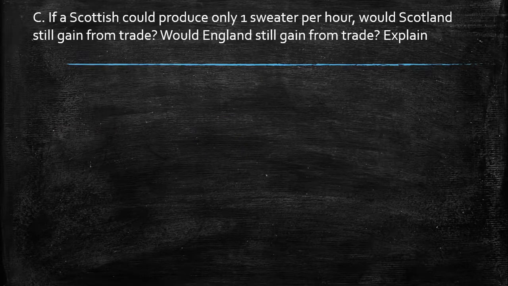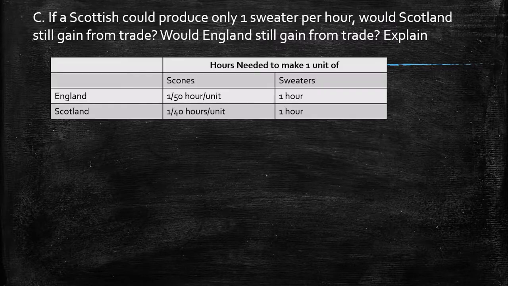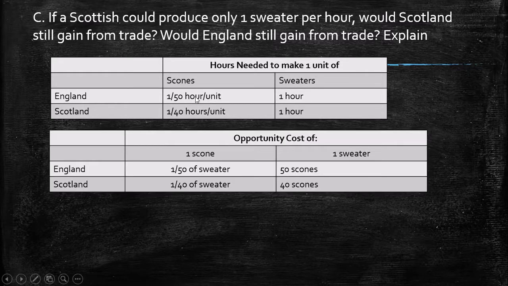Okay, so the C point: if a Scottish worker could produce only 1 sweater per hour, would Scotland still gain from trade? Explain. Here we have the hours needed to make 1 unit, and the opportunity cost has changed. Remember here it was 2 sweaters per hour. Now it's 1 hour, because now the Scottish worker needs 1 hour to make 1 unit of sweaters instead of half an hour.